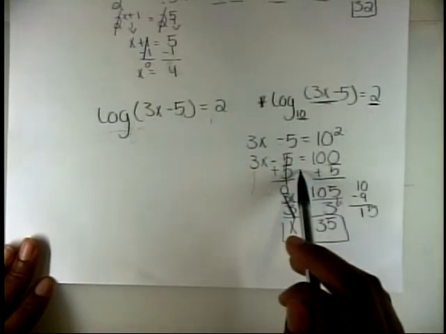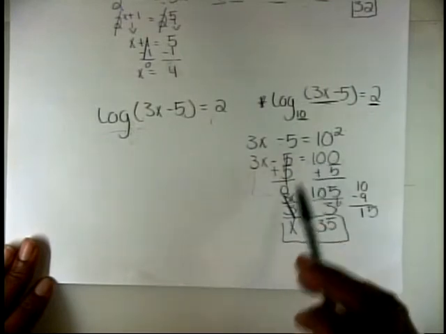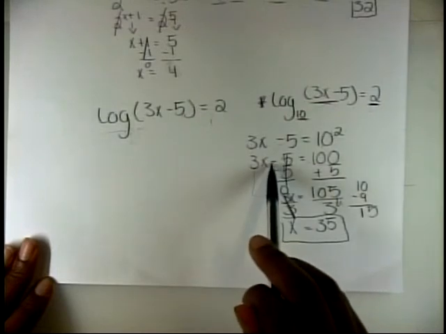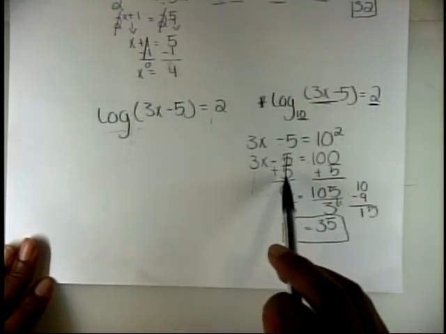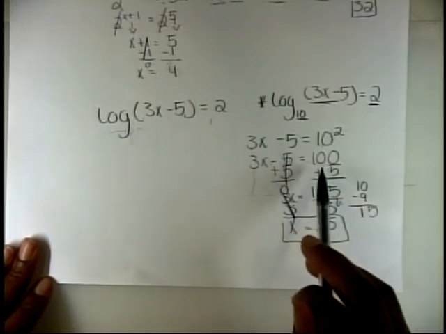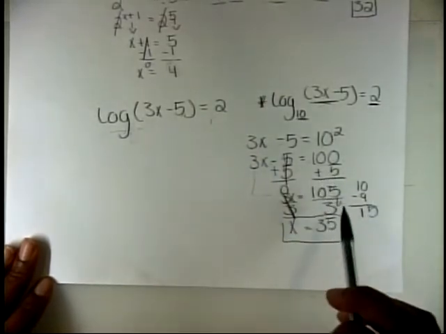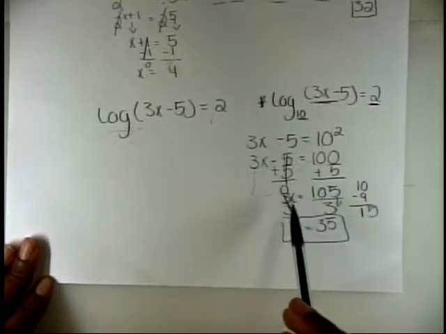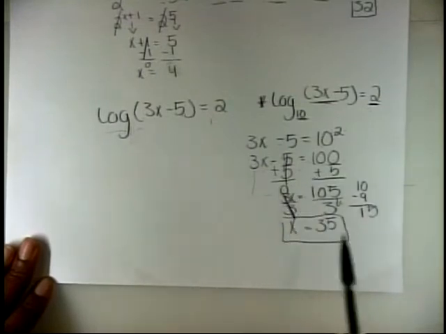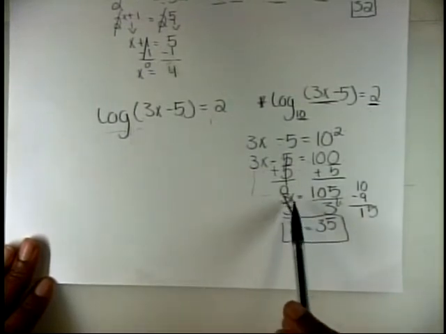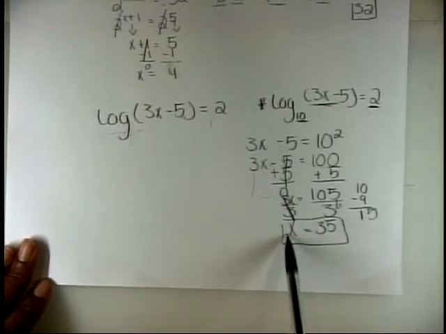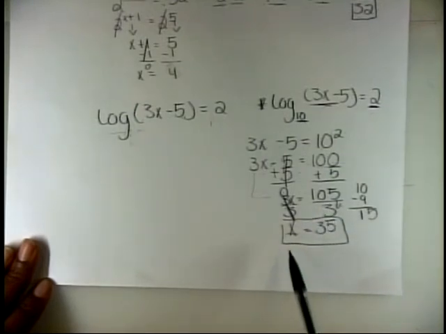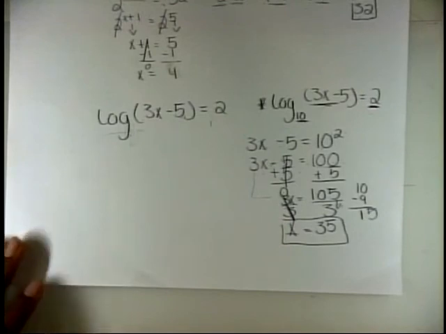So now we will solve for x. 3x minus 5 equals 100. So we will add 5 to both sides because this is negative 5 up here. Negative 5 plus 5 will give us 0. 100 plus 5 will give us 105. 3x equals 105. You're not done yet. To get x by itself, you will have to divide by 3 on both sides. 3x divided by 3 will cancel out and leave you with x. 105 divided by 3 will give you 35. Our answer is x equals 35.